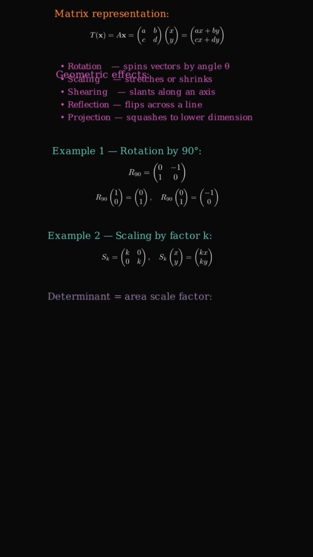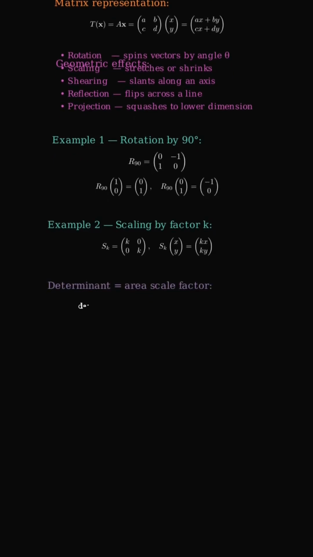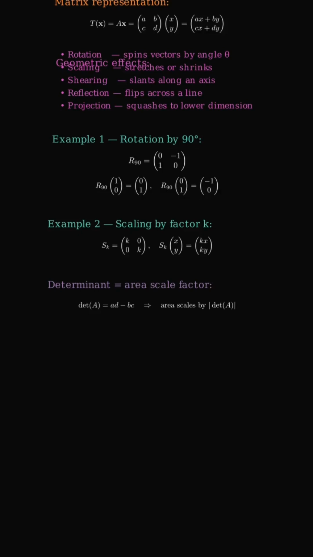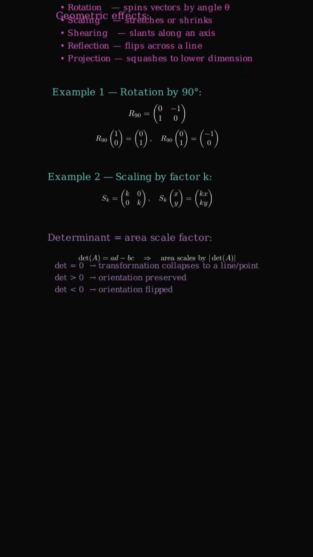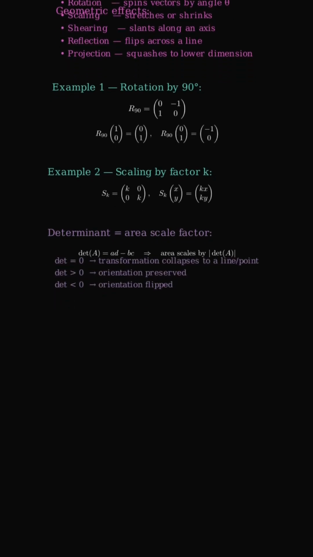Now let us talk about determinant. The determinant of a matrix tells us how areas change. If the determinant is 2, areas double. If the determinant is 1/2, areas shrink to half. If the determinant is 0, everything collapses into a line or a point. If the determinant is positive, orientation is preserved. If it is negative, orientation flips. So determinant controls area scaling and orientation.